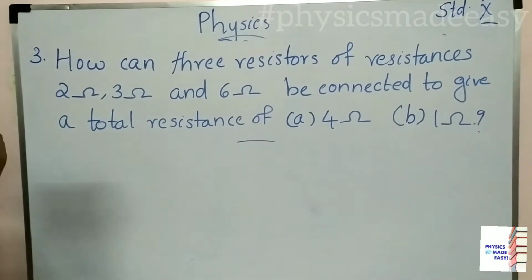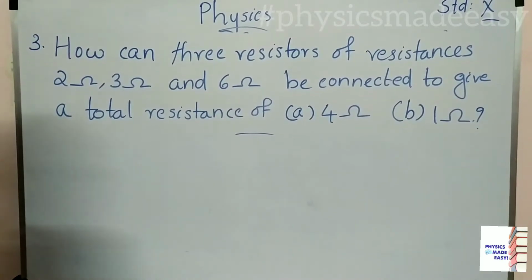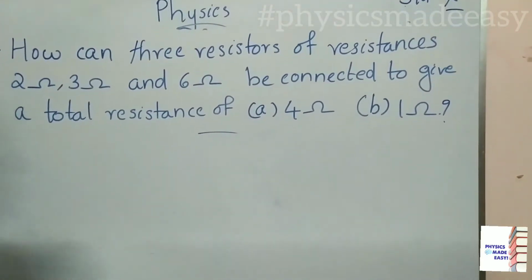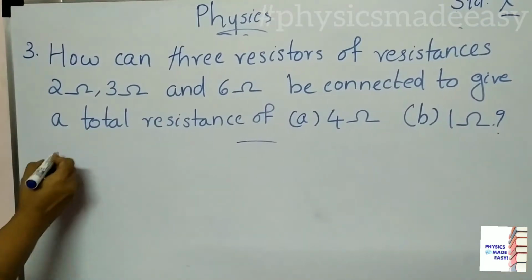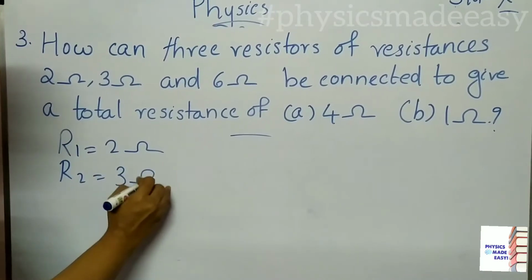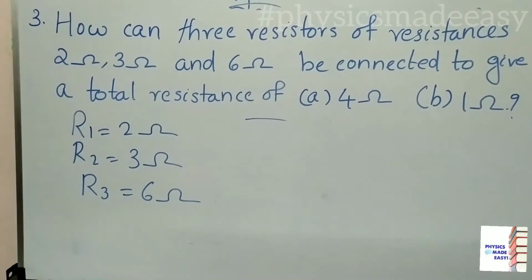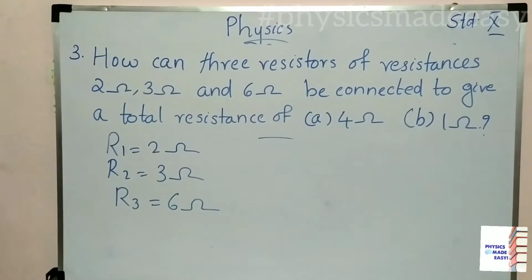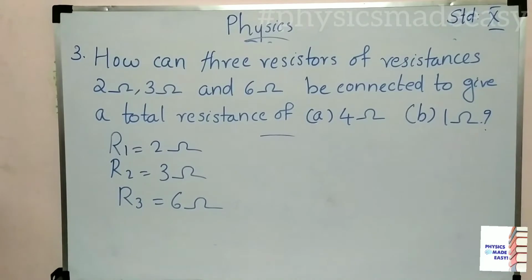How can 3 resistors of resistances 2 ohm, 3 ohm and 6 ohm be connected to give a total resistance of 4 ohm, then 1 ohm? How to solve all these questions? Children, you know, here we can take R1 is equal to 2 ohm, R2 is equal to 3 ohm and R3 is equal to 6 ohm. How to do this? You know, series combination is there, parallel is there, mixed combination also there. Mixed means in that series and parallel both will be there. You have to solve this by using all these combinations.